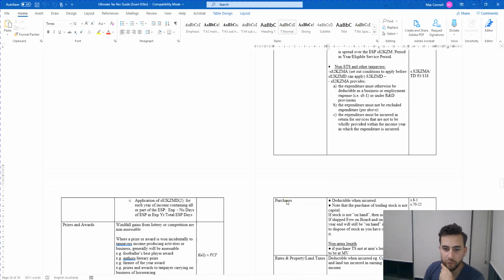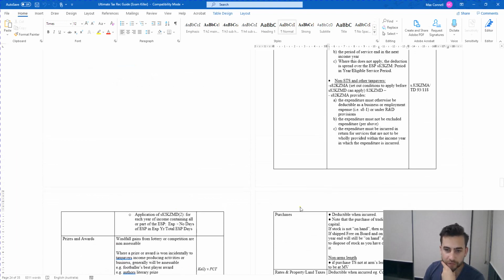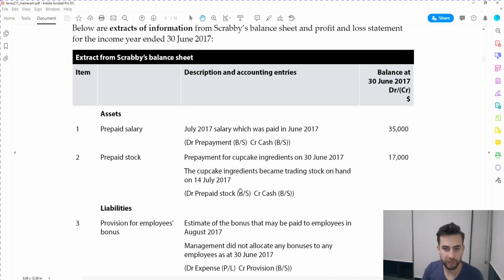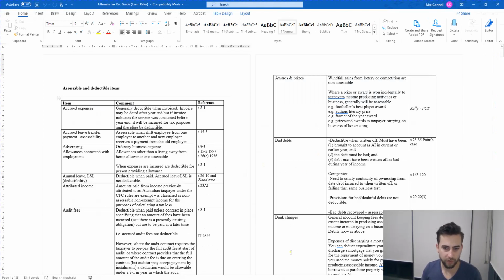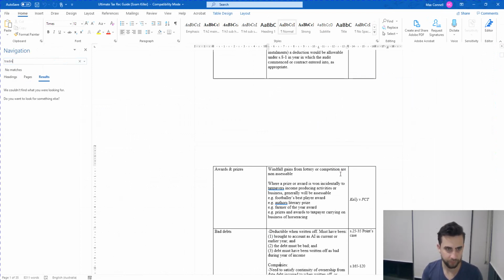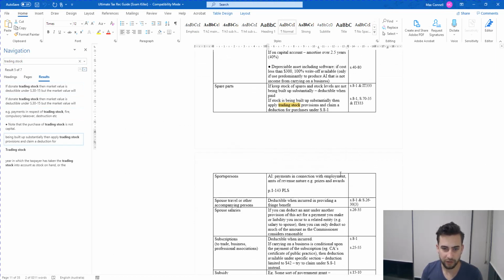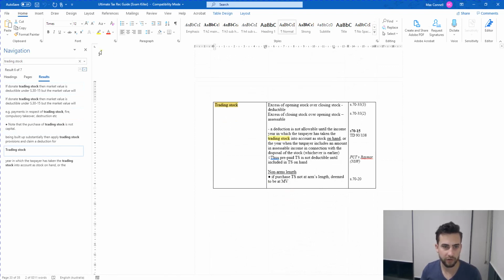Okay, so for the purchase of goods. Okay, so this prepaid stock, I want to take a look at, because we already know about prepayments, that they're not going to get it because it's not salary, wages, or less than $1,000. So they're not going to get a prepaid deduction. The next thing that I want to look at is trading stock, because it is trading stock for them. So I'm going to look up trading stock. I'm just going to go to T in our notes. Here we go here, trading stock.